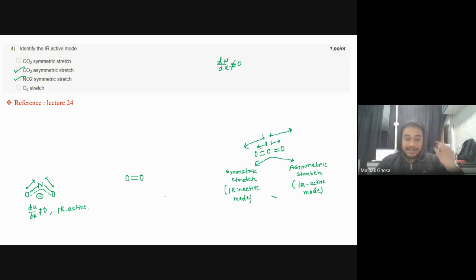There is another thing you are missing, that it is a homonuclear diatomic molecule. So mu is zero here. There is no charge separation. This is a homonuclear diatomic molecule, O2, N2. If you stretch it, bend it, anything you do, its dipole moment is not going to change because it is always zero. So it is also IR inactive.